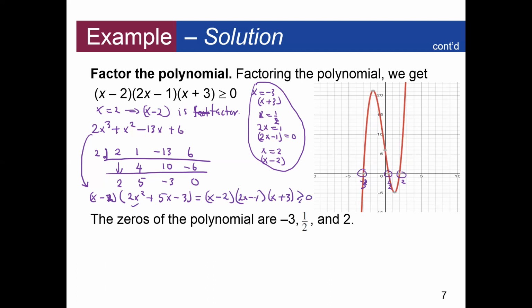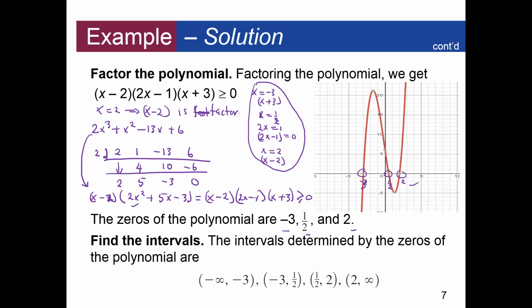Okay, so from this we get our zeros, negative 3, 1/2, and then what? 2. Also, you can read it from the graph. All right, so now we have to find the intervals. Since you have the zeros, negative 3, it means that negative infinity to negative 3 is one of the intervals. Then from negative 3 to 1/2 is the second one, then 1/2 to 2 is the third one, and then 2 to positive infinity.